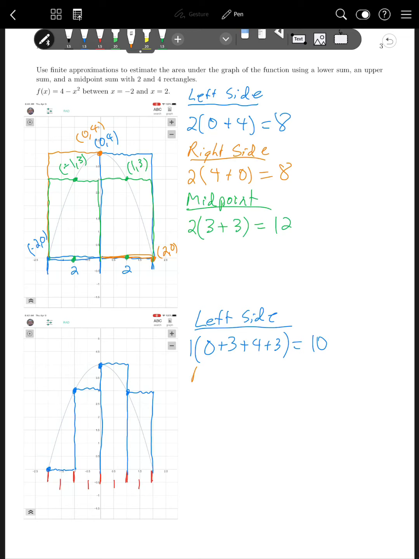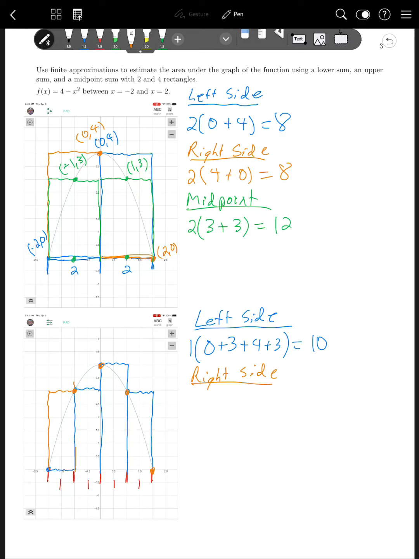Okay, so we take our width, which is 1, times our heights. So our heights are 0, 3, well, not commas, plus. So our width times the sum of our heights. So 1 times 0 plus 3 plus 4 plus 3. So that would be 10. Okay, so that's the idea.